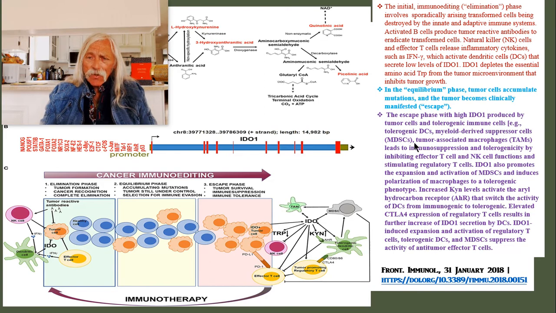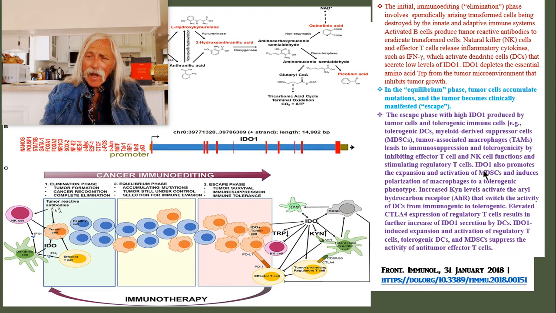These are dendritic cells that are no longer acting to inflame the system and kill the tumor. You get the myeloid-derived suppressor cells. Remember, those are the MDSCs and tumor-associated macrophages. Those are the TAMs I just told you about back over here. That leads ultimately in this stage of the process, right, to immunosuppression and tolerogenicity. And that's inhibiting effector T cells, the TFs like TH1, TH2, TH17, and the natural killer cell functions, right? And stimulates the regulatory T cells, which we already have covered.